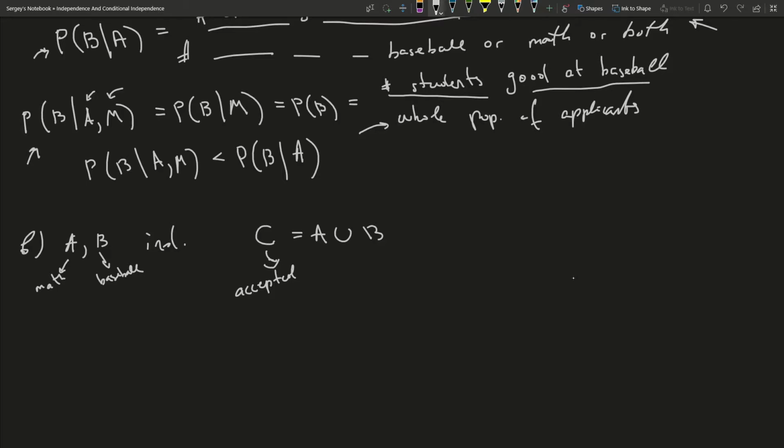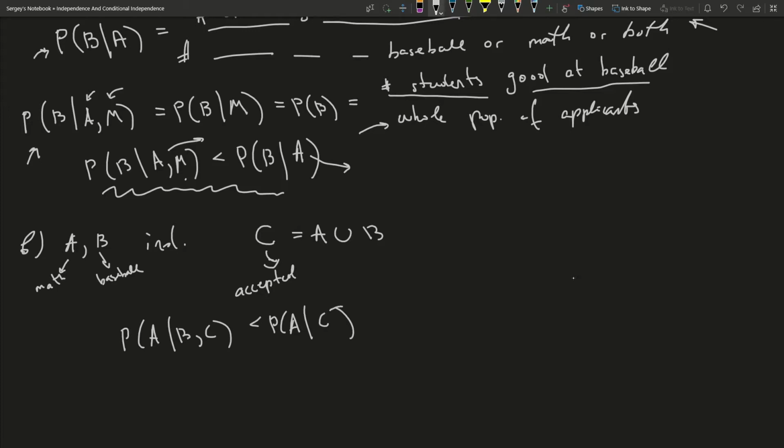And we'd like to show that A and B are conditionally dependent given C, meaning the probability of A given B comma C is less than the probability of A given C. So conditional on C, A and B are dependent. And this is exactly the question we just talked about here, that conditional on the student being accepted to the college, our two sets M and B were dependent, as we showed.